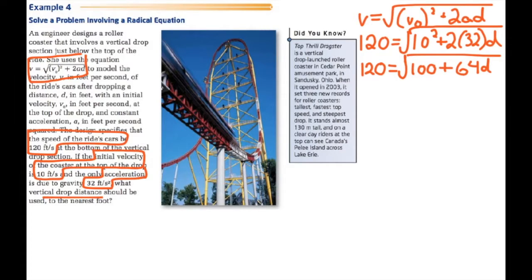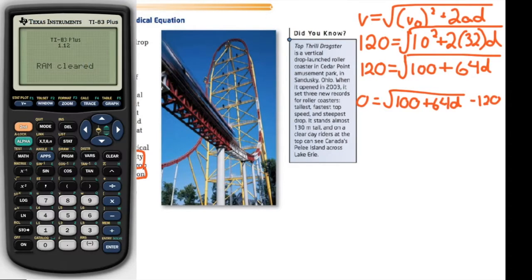Again, with all radical equations, solving by the calculator, we need to have a 0 on one side. So we'll subtract 120 from both sides. And we can go and type that into the calculator. So square root of 100 plus 64, and we can't type a d into the calculator, we can type an x in, close the bracket there, minus 120.